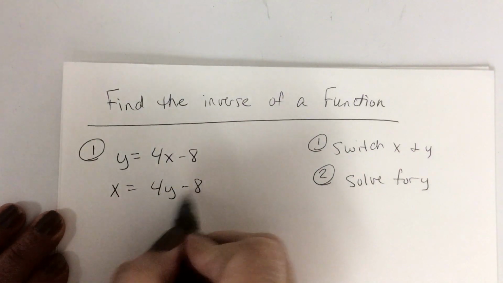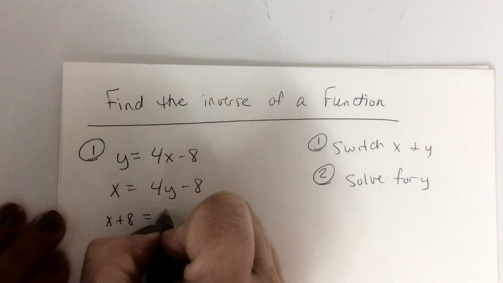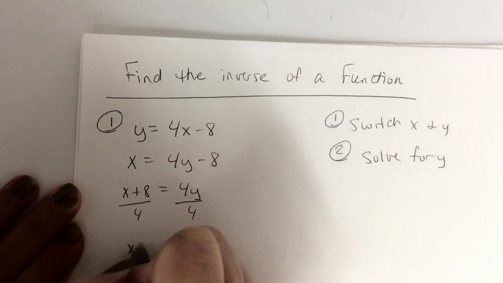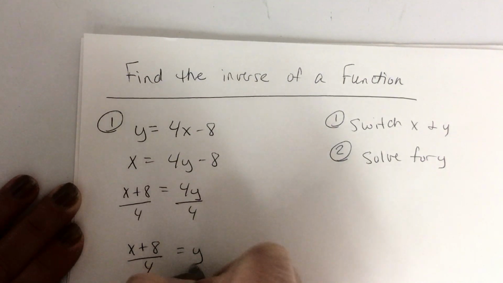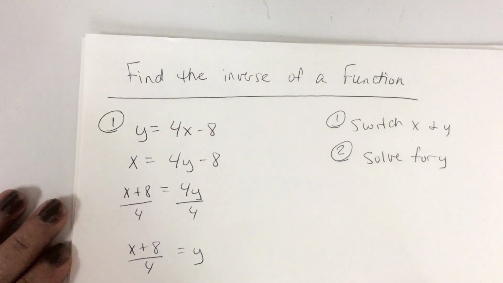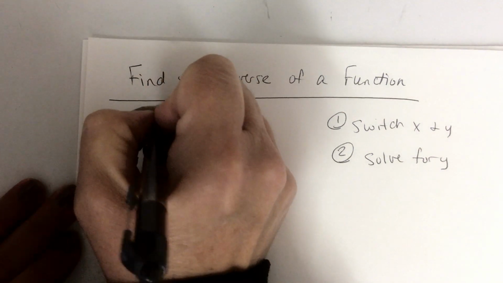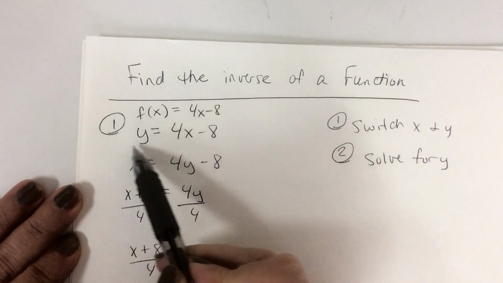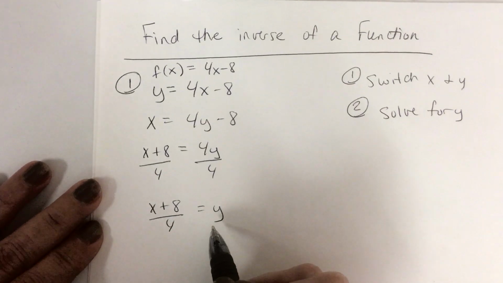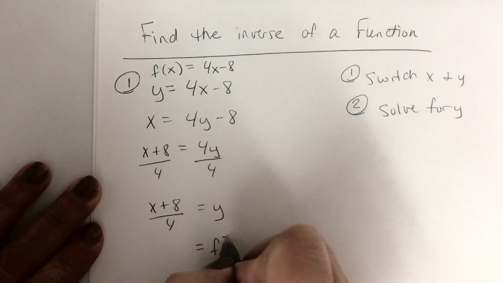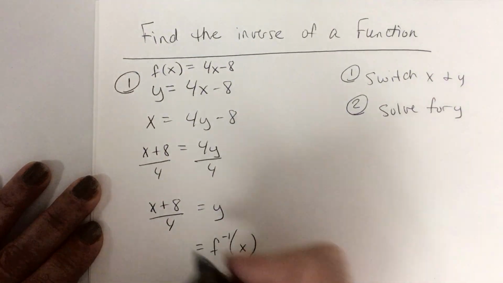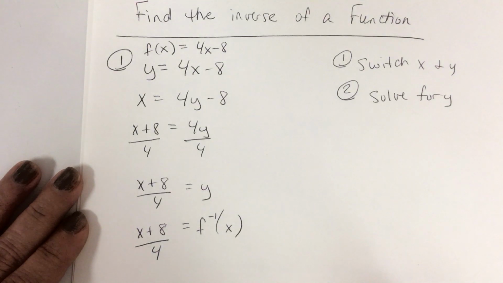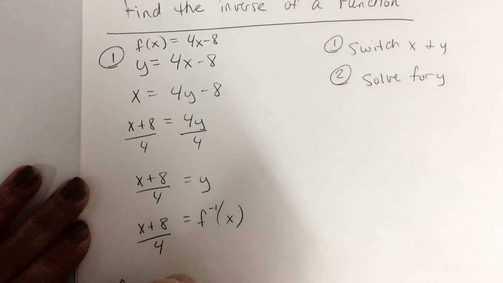Okay? So I need to add 8. So I'm going to have x plus 8 equals 4y, and then I'm going to divide by 4. And so x plus 8 divided by 4 is equal to y. So if they gave it to you in terms of f of x, they would have said f of x is equal to 4x minus 8, and then you would call f of x y, and then do everything we said, and now this would be f inverse. So f to the negative 1 of x is equal to f inverse. That's the notation for f inverse, okay? So that's how you do one that is a line.